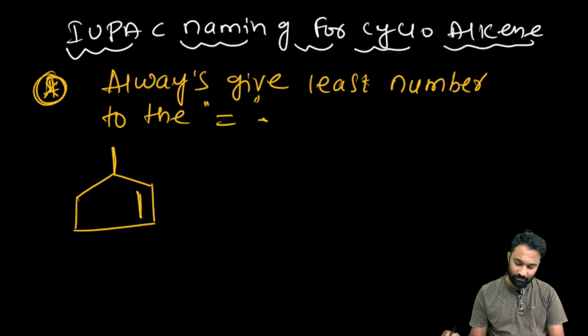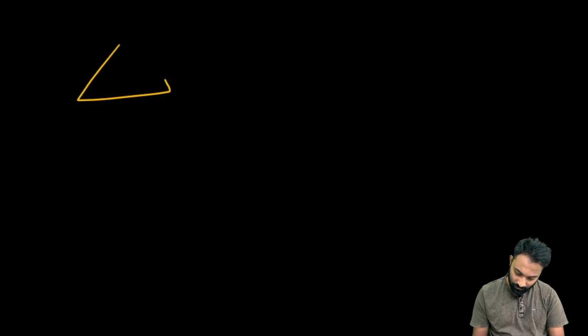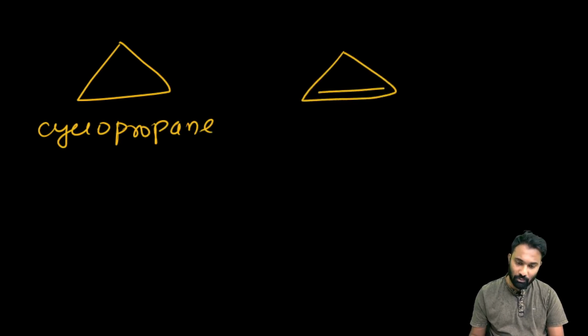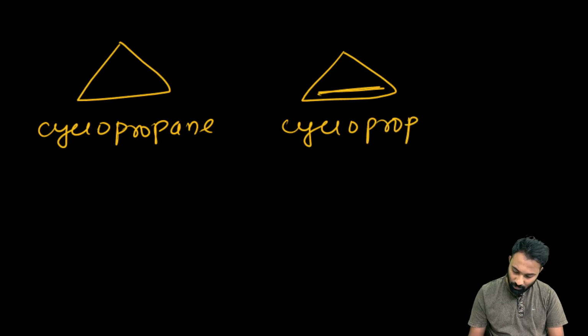Next we'll see the IUPAC naming for the cycloalkene. What is a cycloalkene? First this one, before it was cyclopropane. Now here one double bond is there, then it becomes cycloprop, but here the double bond is present, right? Where all are single bonds, it is an 'an'. Here one double bond is present, so it is 'en'.